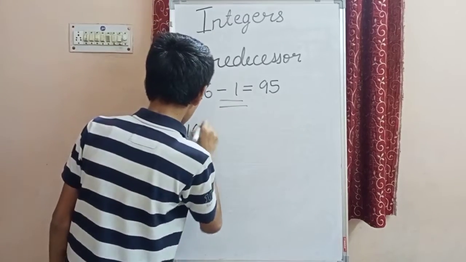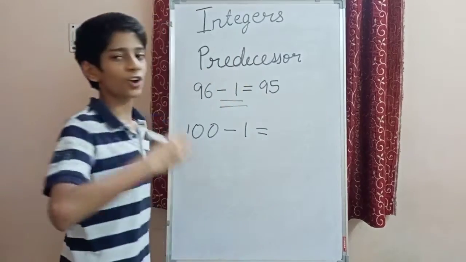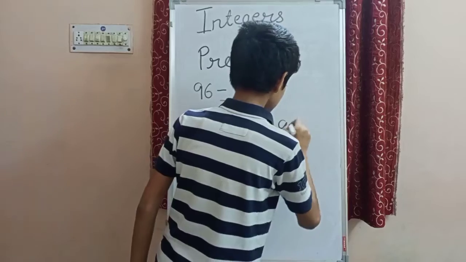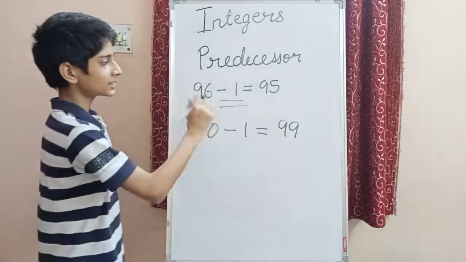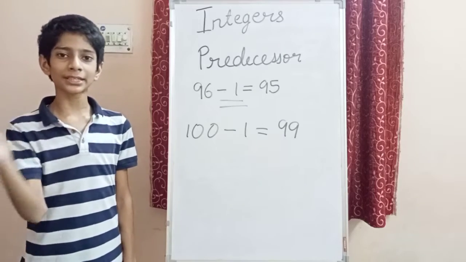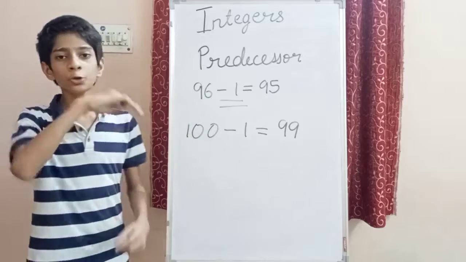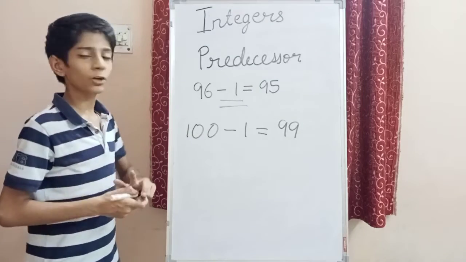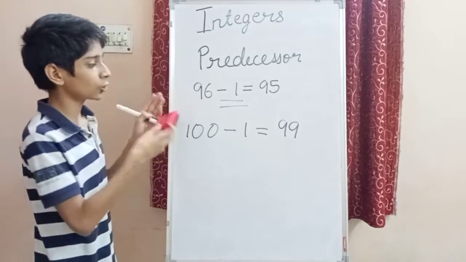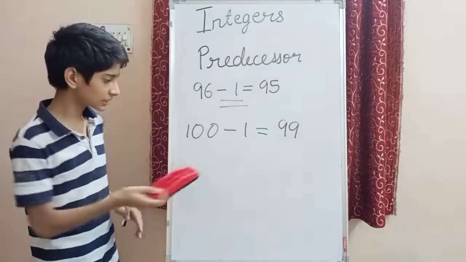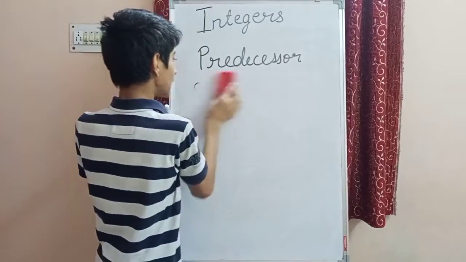If there is 100 and then we do minus 1, then it is called the predecessor of 100. So it came as 99. So now I have cleared it. What is a predecessor? Predecessor simply means minus 1 in the given integer. So this is an integer, and in this integer do minus 1. Then it will be called the predecessor of 96 or the predecessor of 100. So this was the predecessor.